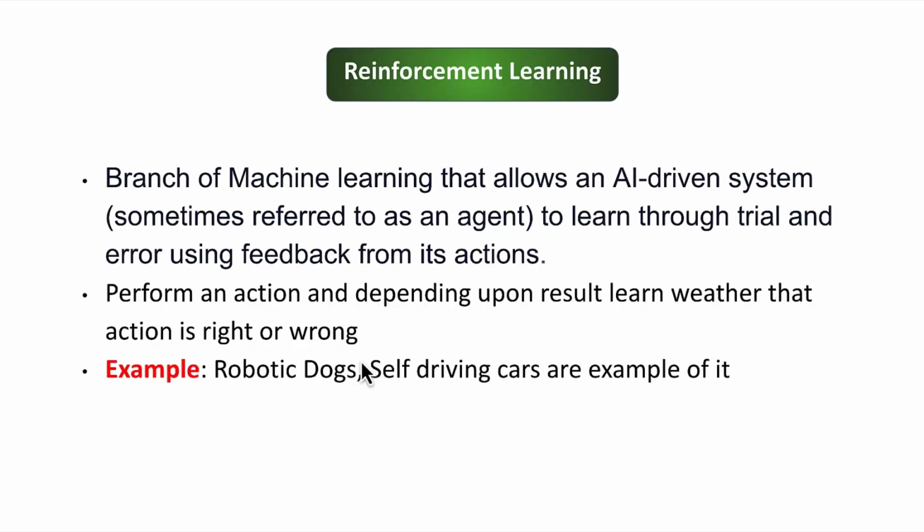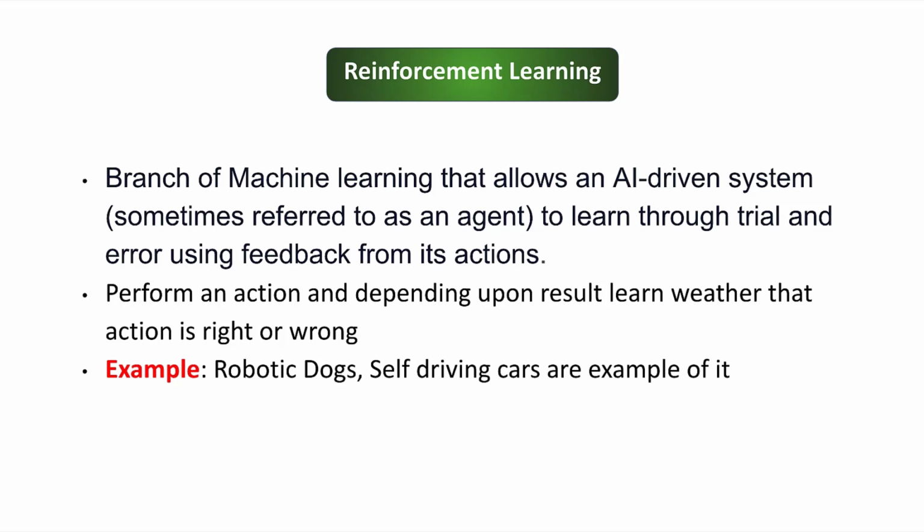And now let's look at the third type of machine learning, which is reinforcement learning. It is a branch of machine learning that allows an AI-driven system or an AI agent to learn through trial and error using feedback from its actions. So what is the meaning of this long statement? It means that inside reinforcement learning, our AI model or agent performs a few actions, and then based upon the result, our agent learns whether that action is right or wrong.